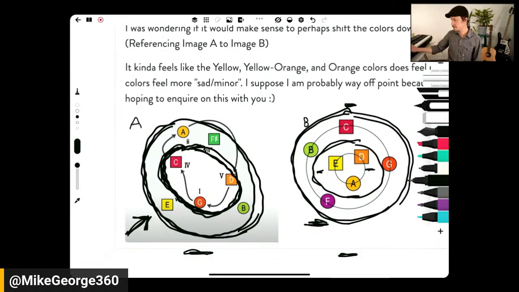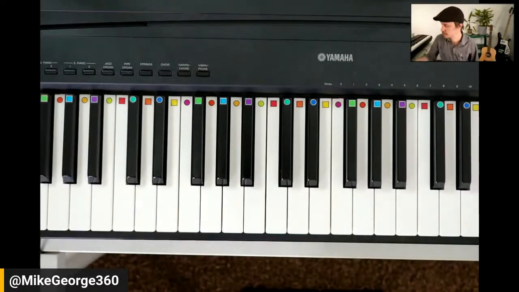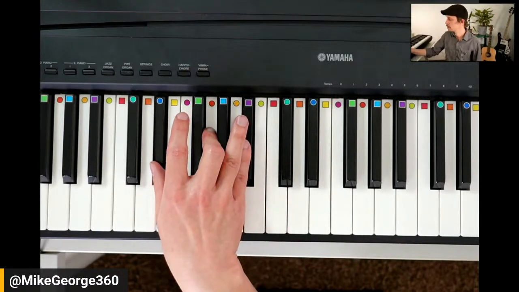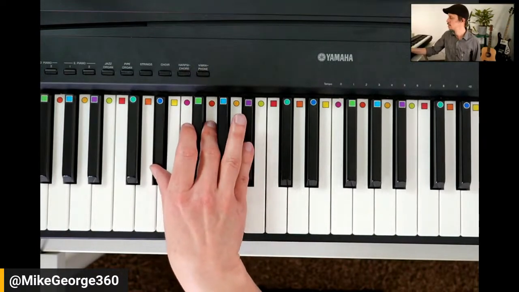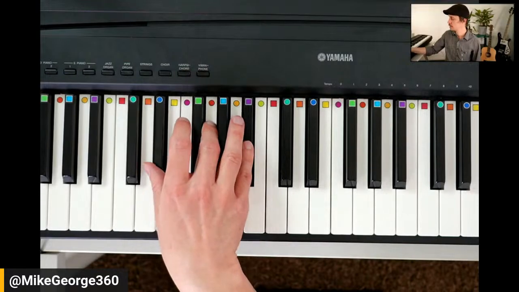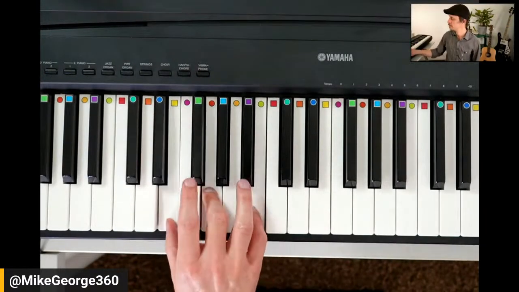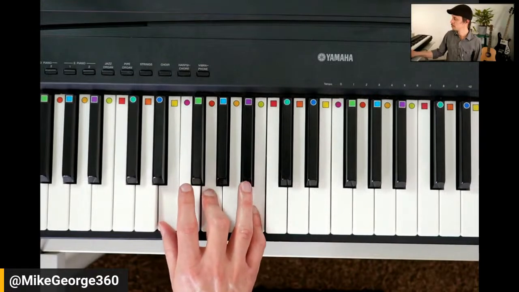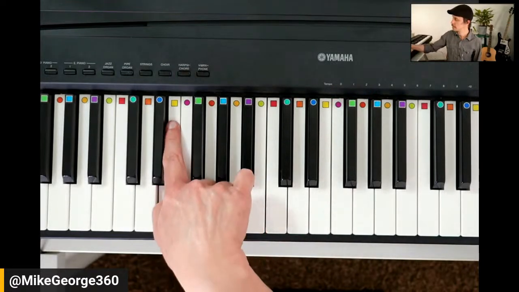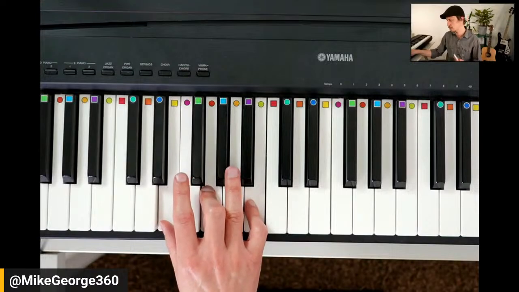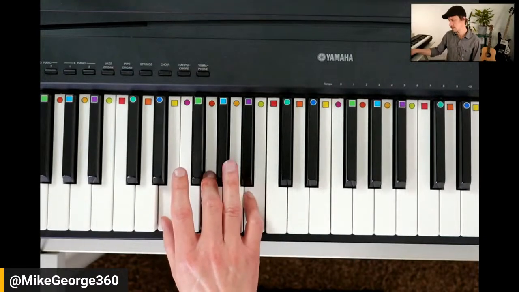So we could have a major chord, for example, that is B flat or E flat. So E flat, G, and B flat. That sounds happy, even though the root is super dark. And we could have an E minor chord, which is based on a yellow E, but it's a minor chord, so it sounds relatively melancholy or a little more pensive.